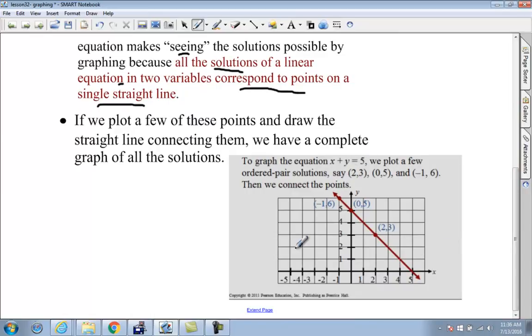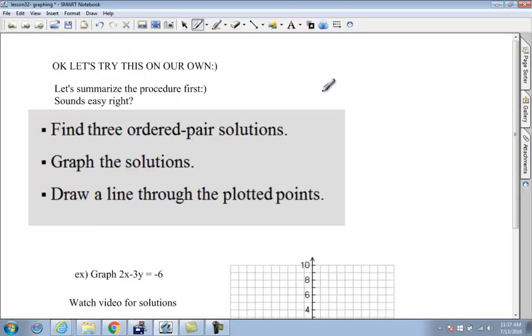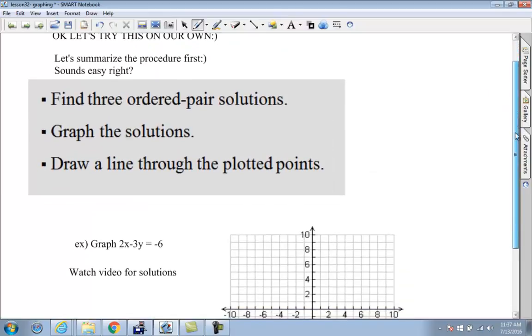So, for example, and I took a snippet from the Martin-Gay textbook here. If I wanted to graph x plus y equals 5, I could plot a few ordered pairs, say 2, 3, 0, 5, and negative 1, 6, that satisfy the equation. And like I said, connect the dots and indicate the arrows at the ends. Okay? So that indicates that all ordered pair solutions to that equation must lie on this line. Let's go a little further. Try some of this on our own.